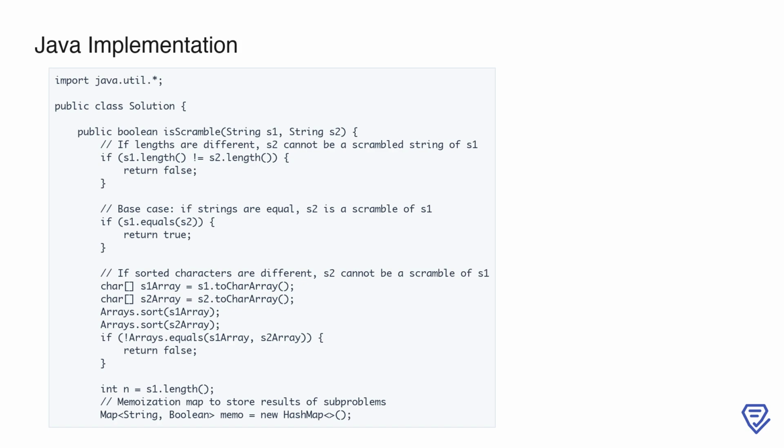After that, we check whether the two strings have the same set of characters by sorting their arrays and comparing them with Arrays.equals. If the sorted arrays are not identical, it means the characters differ, so we return false. Finally, we initialize a memoization map to store the results of subproblems, which will help optimize our recursive approach by avoiding redundant calculations.